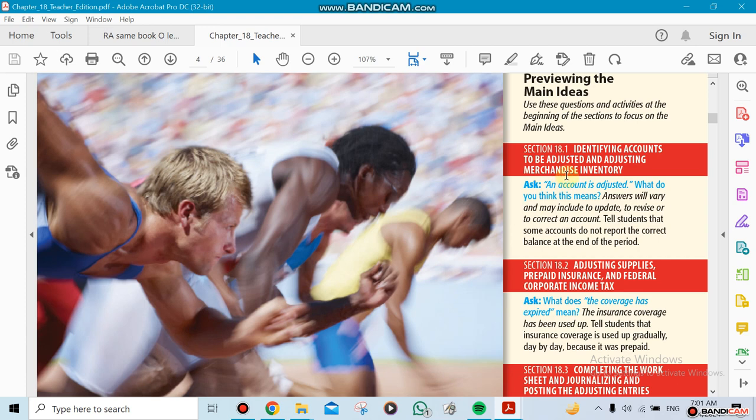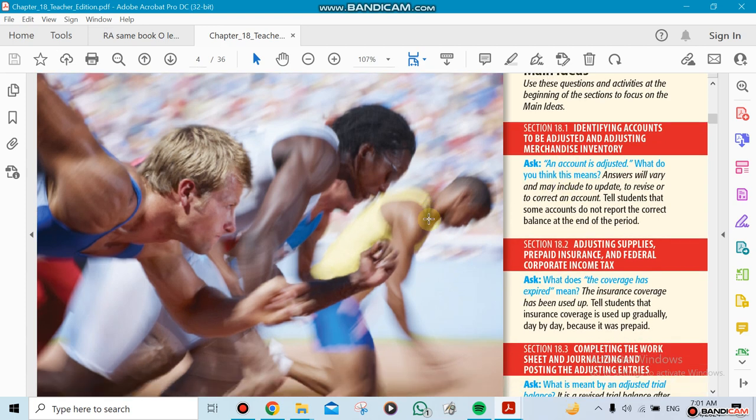So chapter 18 is a longer chapter than the other one. So we need to identify the accounts to be adjusted. First of all, not every account will be adjusted. And adjusting merchandise inventory. Then we're going to be doing adjustment supplies, prepaid insurance, and federal corporate tax. So now in this chapter, we're going to be doing only four accounts.